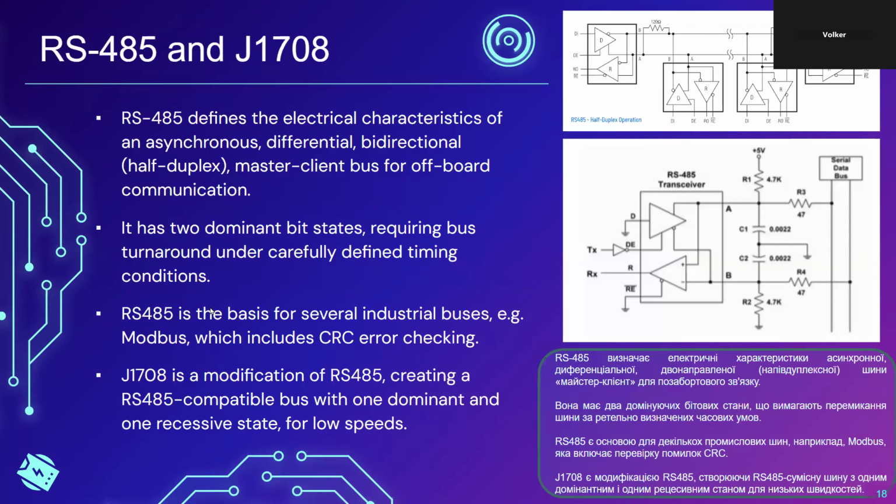RS-485 and J1708. RS-485 defines electrical characteristics of an asynchronous, differential, bidirectional master-client bus for off-board communication. So I'm just unpacking this here. Asynchronous, meaning it is operated by the UART peripheral inside a microcontroller. We're using the UART for this.